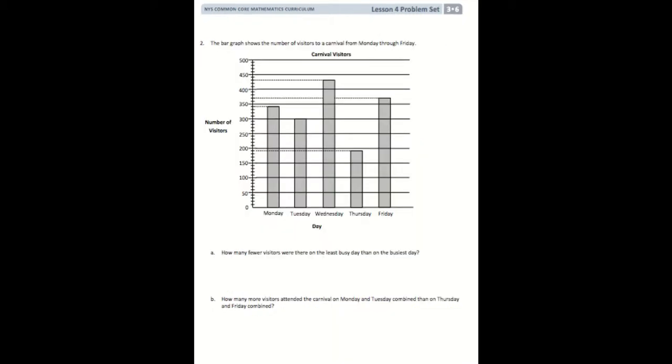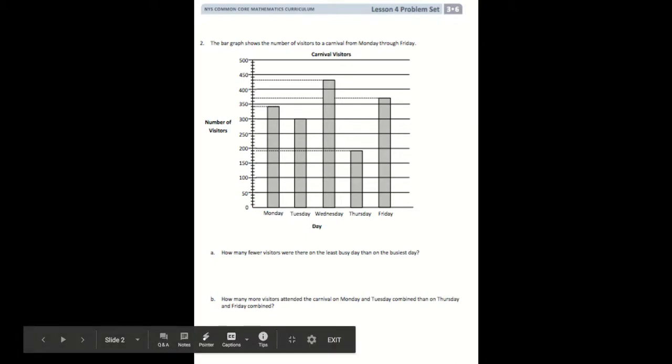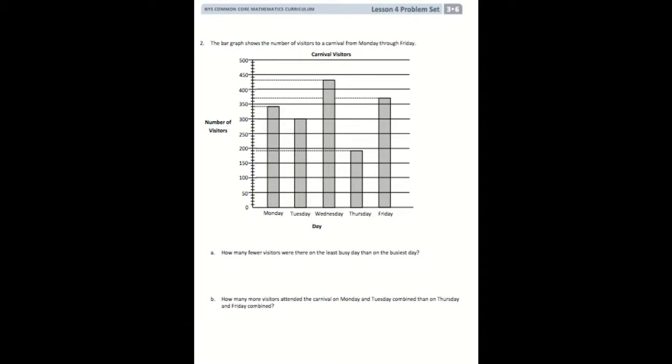So now we're on page 214. So number 2 is the bar graph shows the number of visitors to a carnival from Monday through Friday. So again, here's our scale, number of visitors. Our title is Carnival Visitors, and then it has our days at the bottom labeled. So A says, how many fewer visitors were there on the least busy day than on the busiest day? So our least busy day is going to be Thursday, and our busiest day will be Wednesday.